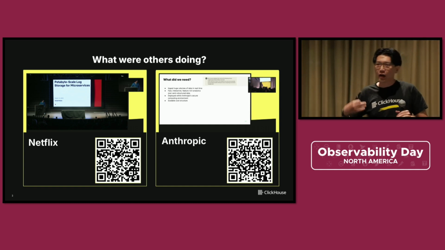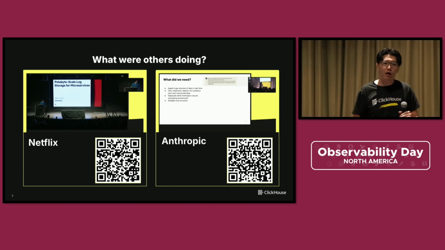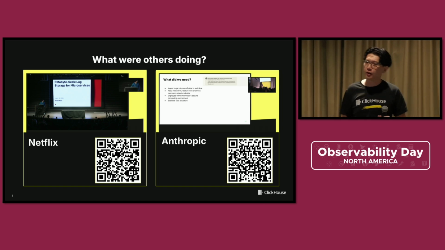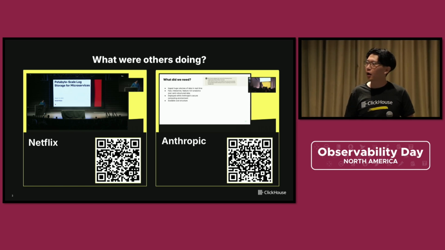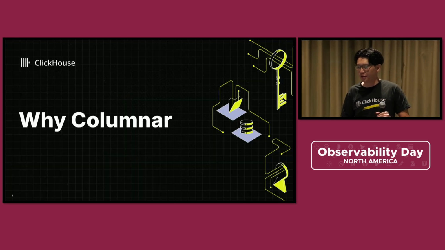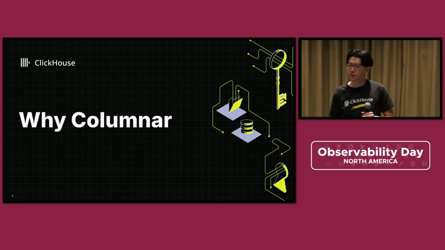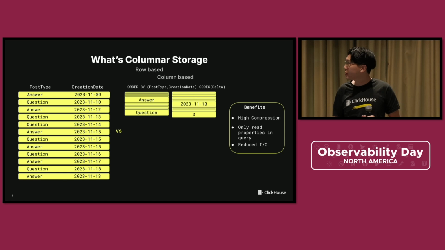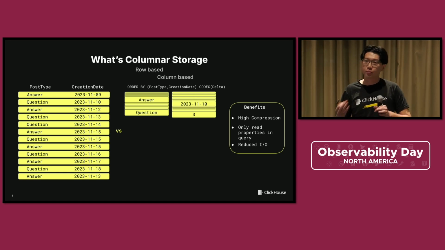And back when I was building HyperDX, an observability tool, we looked around in terms of, hey, what are other companies doing today? And we found teams like Netflix and Anthropic using columnar data stores actually for their next generation observability tooling. ClickHouse in particular, because it is probably one of the most popular columnar databases, at least the open source columnar databases today. And why would they pick columnar databases? It's because columnar databases have a lot of really interesting properties around them.